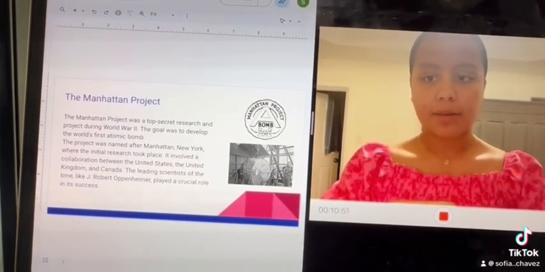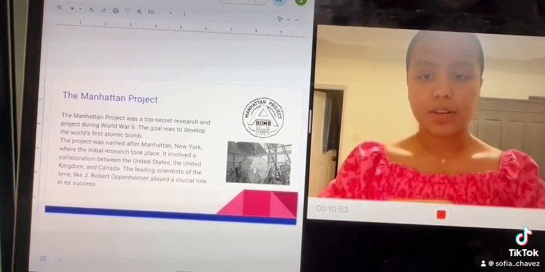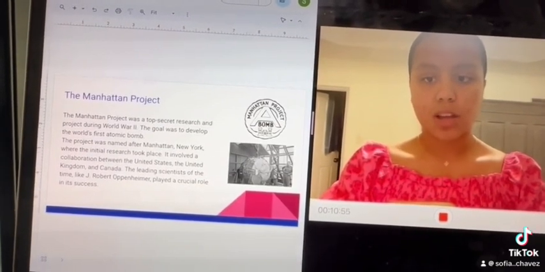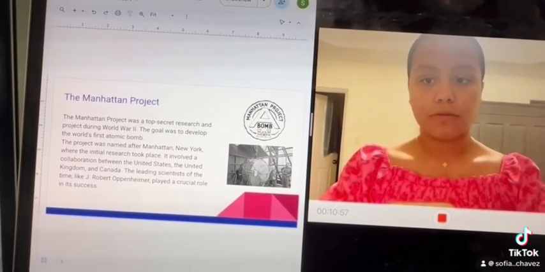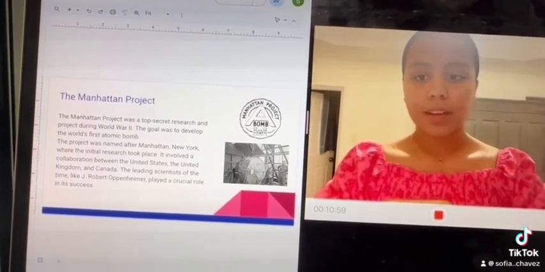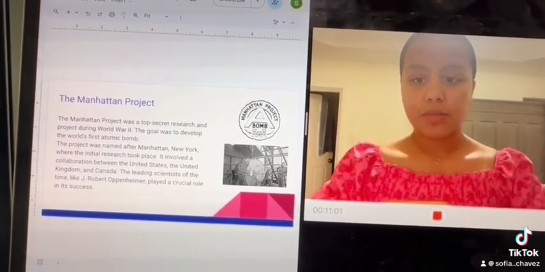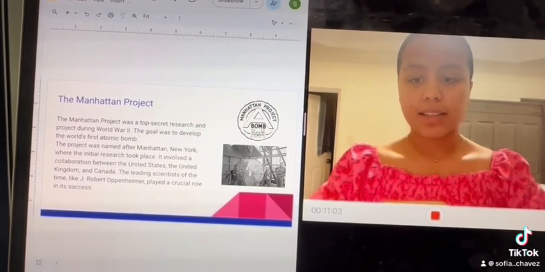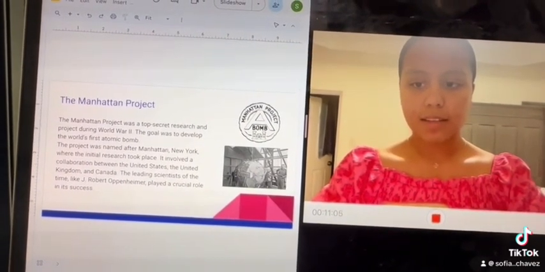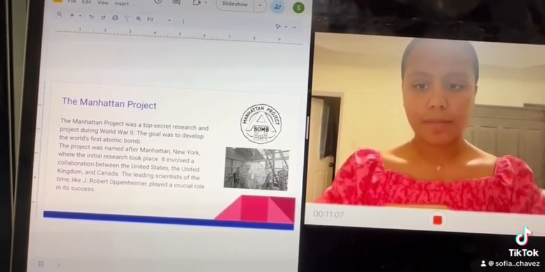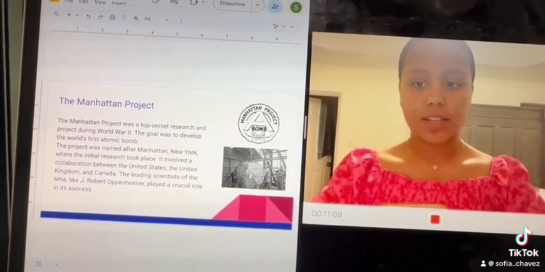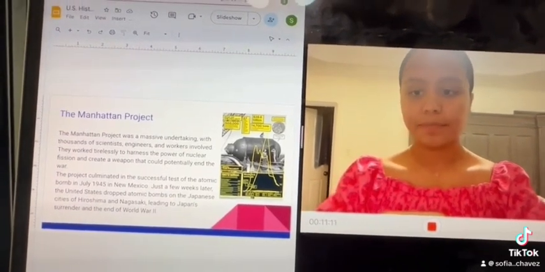The Manhattan Project. The Manhattan Project was a top-secret research and project during World War II. The goal was to develop the world's first atomic bomb. It involved a collaboration between the United States, the United Kingdom, and Canada. The leading scientists of the time, like J. Robert Oppenheimer, played a crucial role in its success.